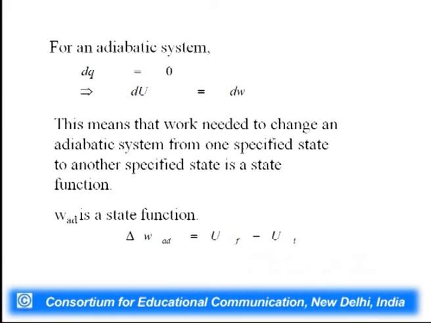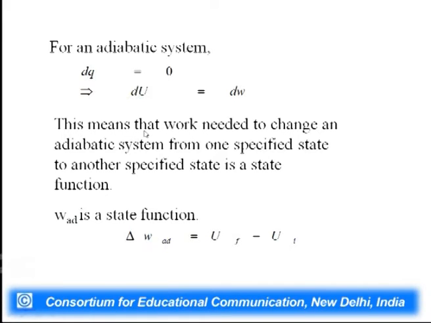So, from the first law, I told you that dU is equal to dq plus dw. Suppose I take an adiabatic system. An adiabatic system is one in which heat cannot flow out of the system, or heat cannot be absorbed by the system. In that case dq is 0 and then we can write dU is equal to dw. So, basically change in internal energy can be defined in terms of work done for an adiabatic system.